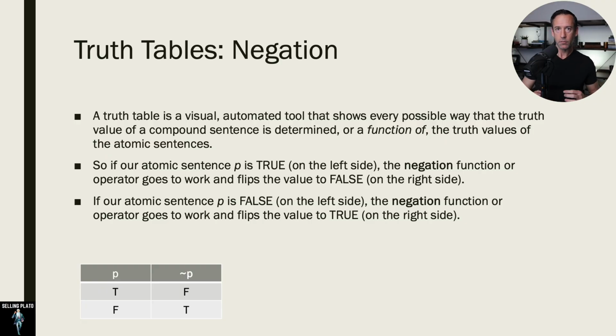So again, same principle. If our atomic sentence P is false, you see that in the second row. That's the other possibility for the truth value for P. There's only two for P. It's either true or false. Those are all the possibilities.